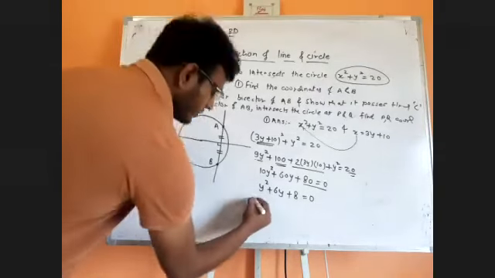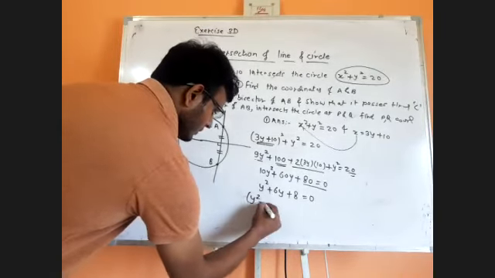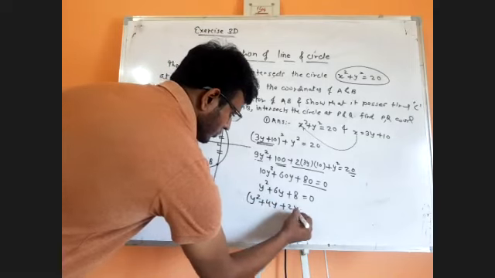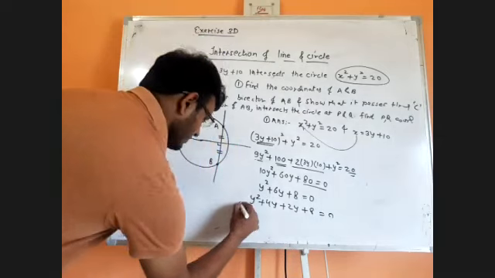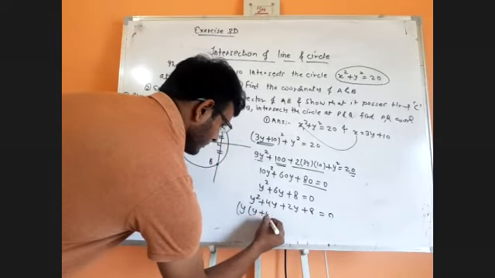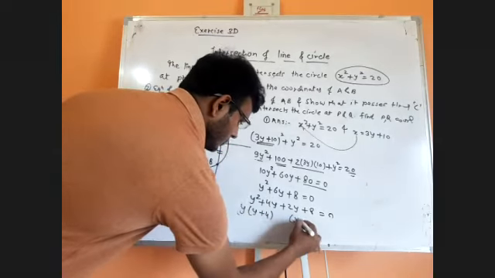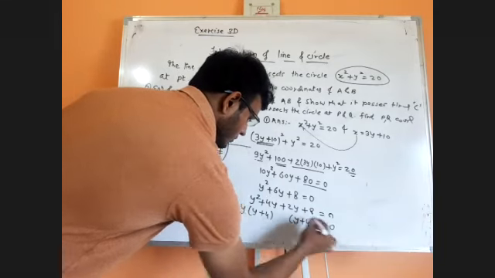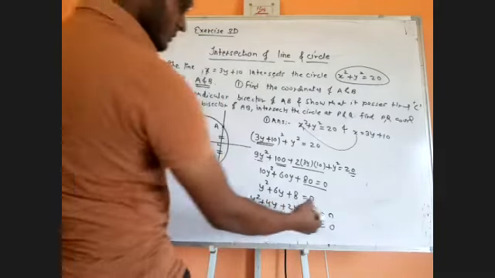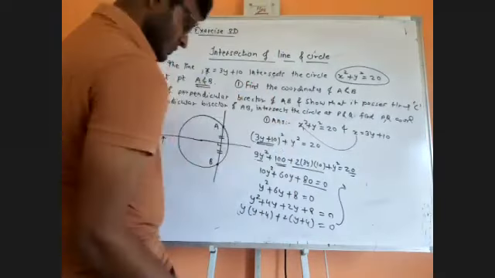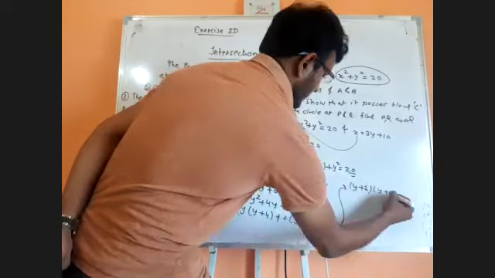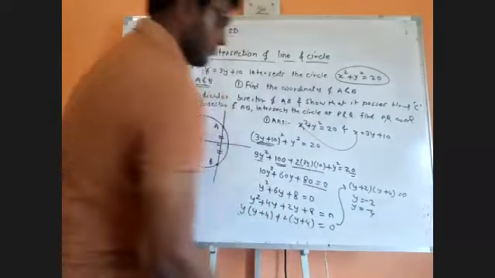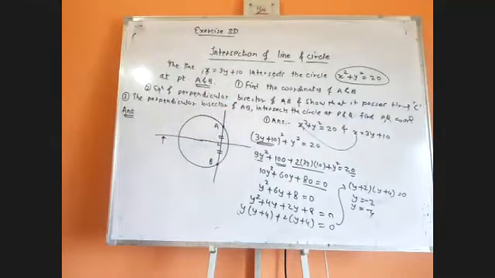This will give you two equations. So y square plus 4y plus 2y plus 8 is equal to 0. And then this will give you the quadratic equation (y plus 2)(y plus 4) equal to 0. So this will give me y equal to minus 2 and y equal to minus 4. Hopefully you understood.